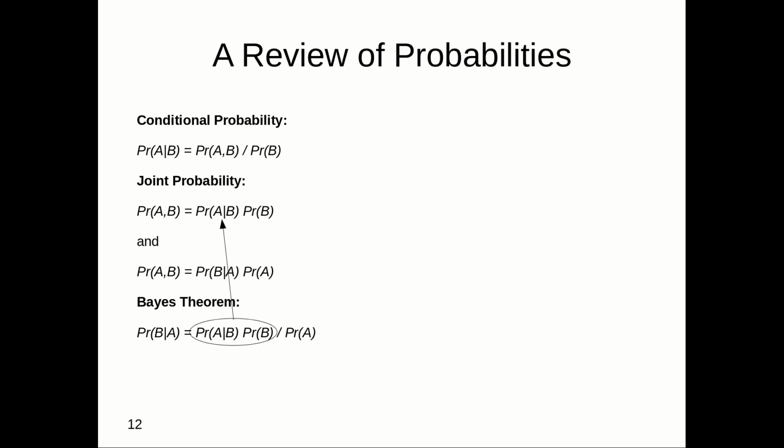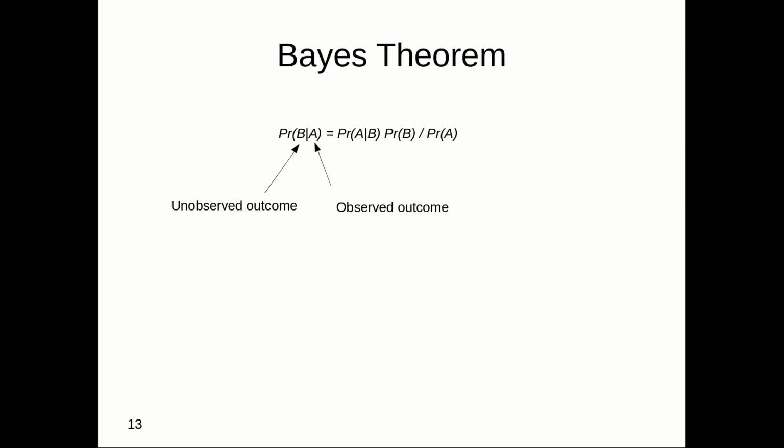I guess this is probably very well known, so we just do the transformation, and now we have Bayes' theorem, right? So the probability of B, the unobserved outcome, conditional on A, the observed outcome, which in our case is the multiple sequence alignment, is just the conditional probability of A given B times the marginal probability of B divided by the marginal probability of A.